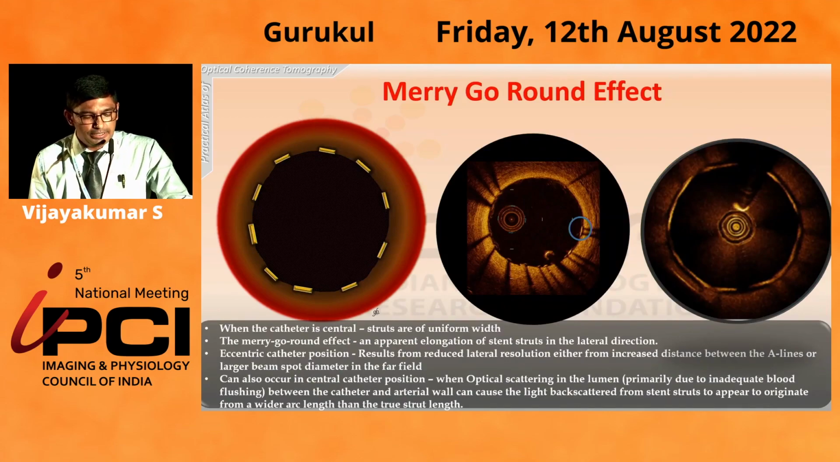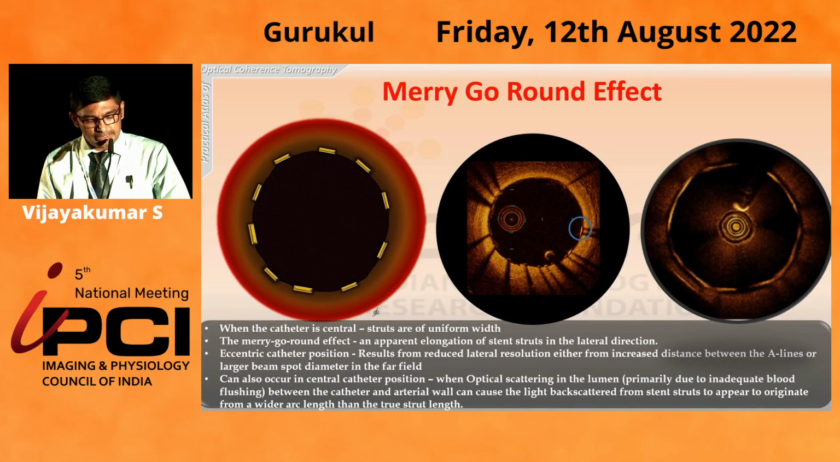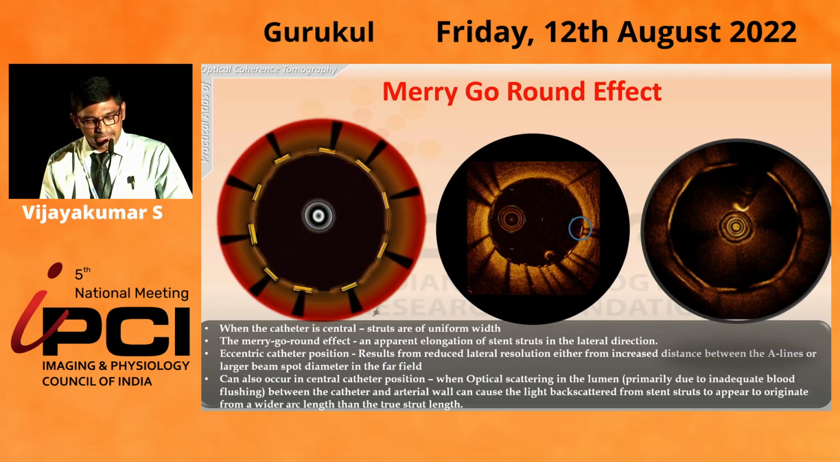And finally, the merry-go-round effect, again resulting from eccentric catheter position. So when the catheter is central, the struts are uniform because the distance is the same, the lateral resolution is the same. The merry-go-round effect describes an apparent elongation of the stent struts in the lateral direction. So eccentric catheter position results in reduced lateral resolution, either from increased distance between the A lines or larger beam spot diameter in the far field.